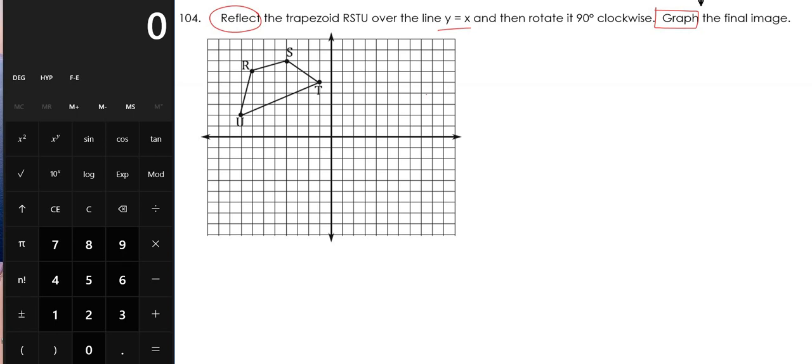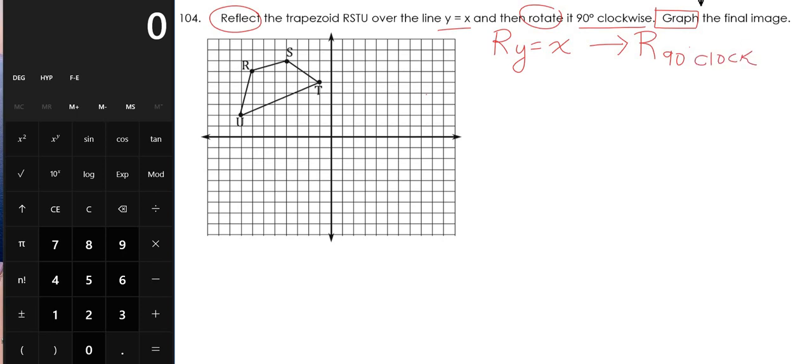After you've reflected over the line y equals x, the next thing that you're going to do with the new figure that you've just created is you're going to then rotate 90 degrees clockwise. So you're going to do a rotation of 90 degrees clockwise.